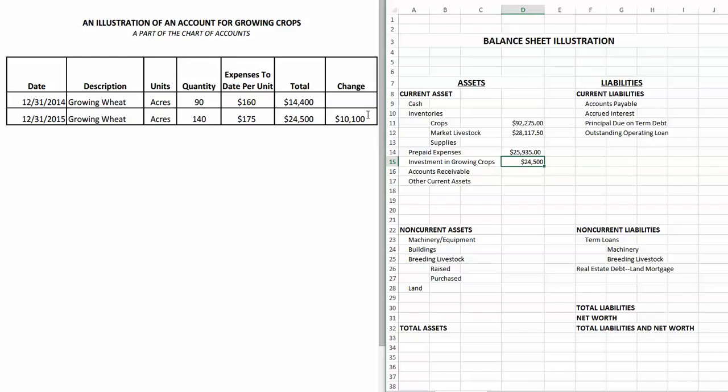Once again, the change does not go on the balance sheet. It goes on a different financial statement. What goes on the balance sheet is what you have growing, in other words, an asset you own as of the end of the fiscal year, and this farmer has wheat growing in the field, and it is valued based on the number of acres and how much he spent to date. And then again, it is linked directly over to the balance sheet.